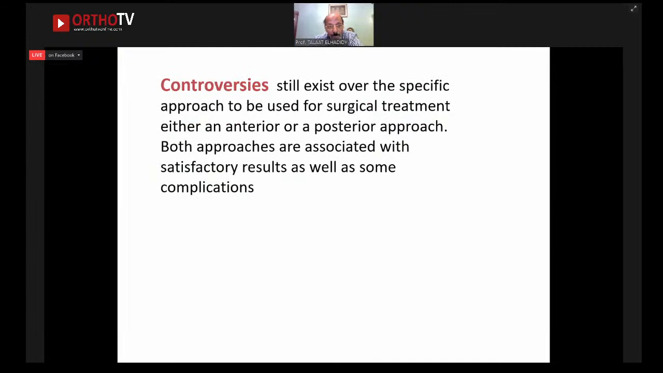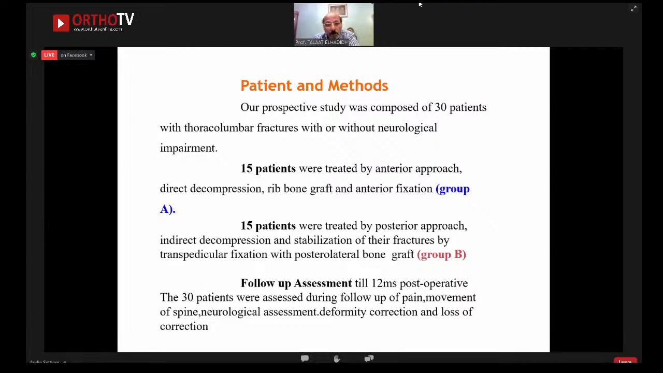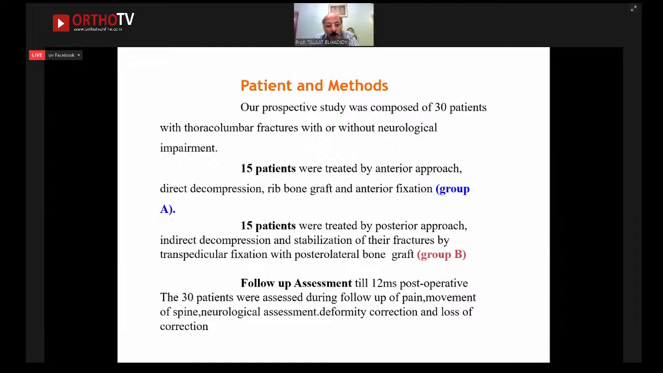As I said, there are controversies regarding whether to go posterior or anterior. And this was actually the aim of the thesis: is the anterior approach superior to the posterior approach or not? And we will see. Those who completed the study were 15 patients who had anterior surgery, decompression and fixation, and 15 patients who had posterior decompression, stabilization, and grafting as well. The follow-up lasted about 12 months for each patient, and the results we will see.